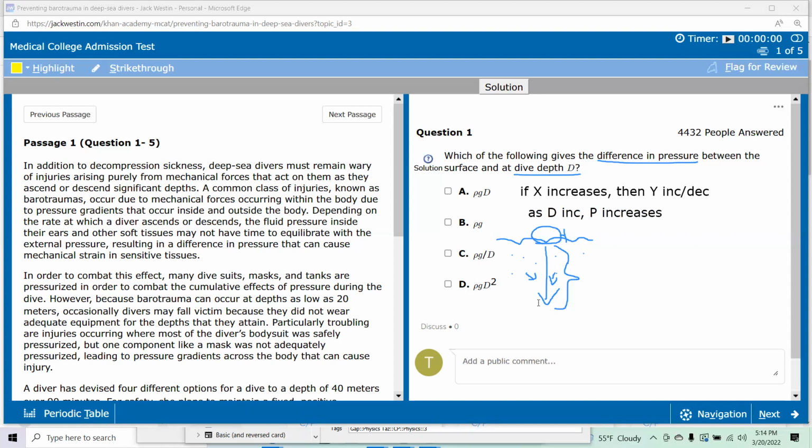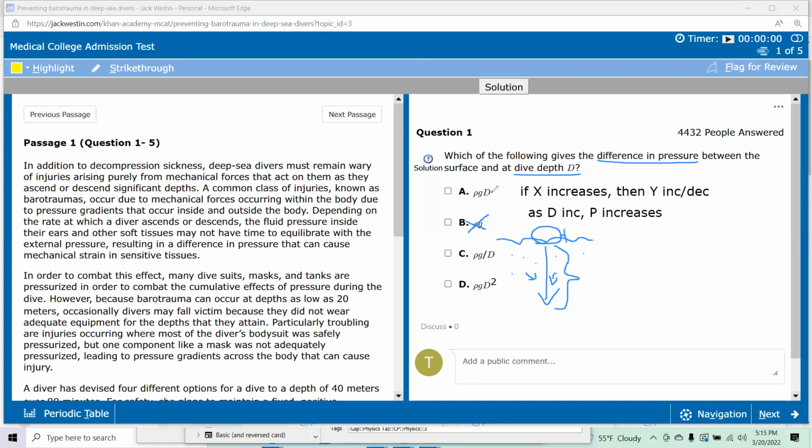Okay, so let's start with which of these choices does not represent that. Which of these choices does not say that as depth increases, pressure increases? B does not say that, because there's no depth here. So obviously it's not B because it doesn't make a comment on depth at all, right?